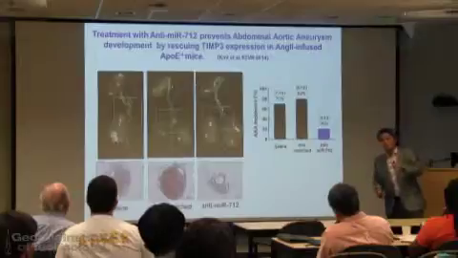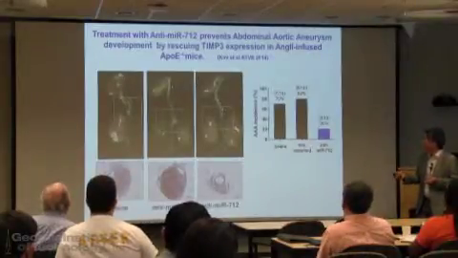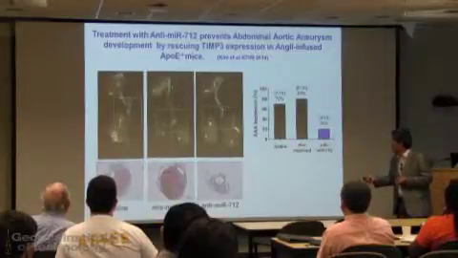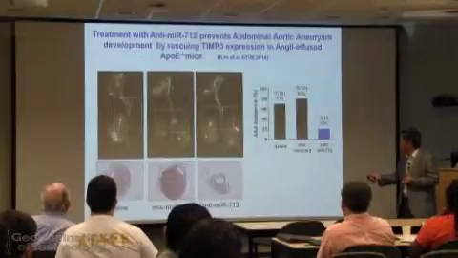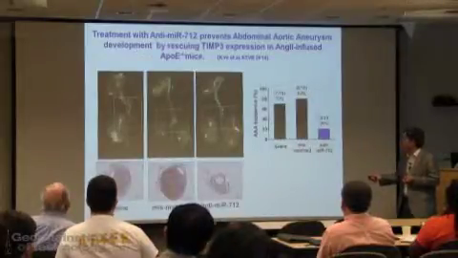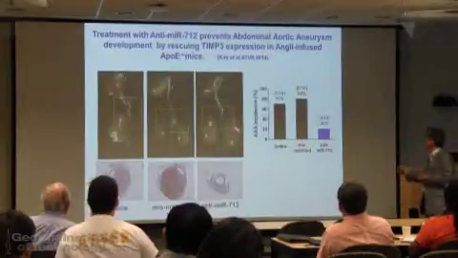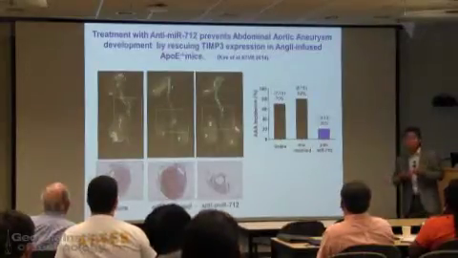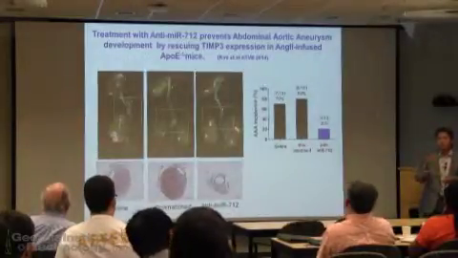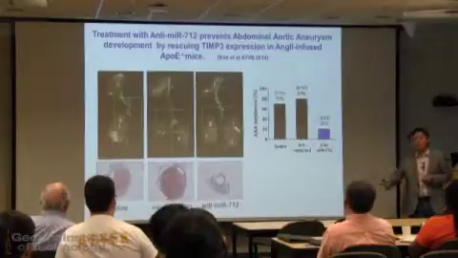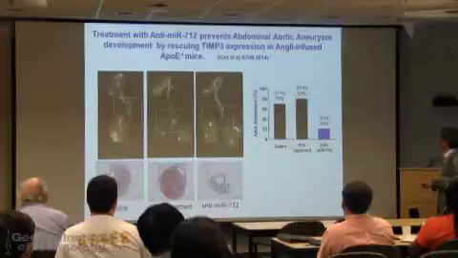Now, after we did this, we also looked at another disease called AAA, or abdominal aortic aneurysm, in mice. This is our control experiment, where you can see the kidneys for your reference. This is AAA developing in mice. And this type of AAA can also be prevented if we treat them with the anti-MIO-712. So these types of studies demonstrate the importance of MIO-712 activating MMPs, leading to atherosclerosis and AAA development.